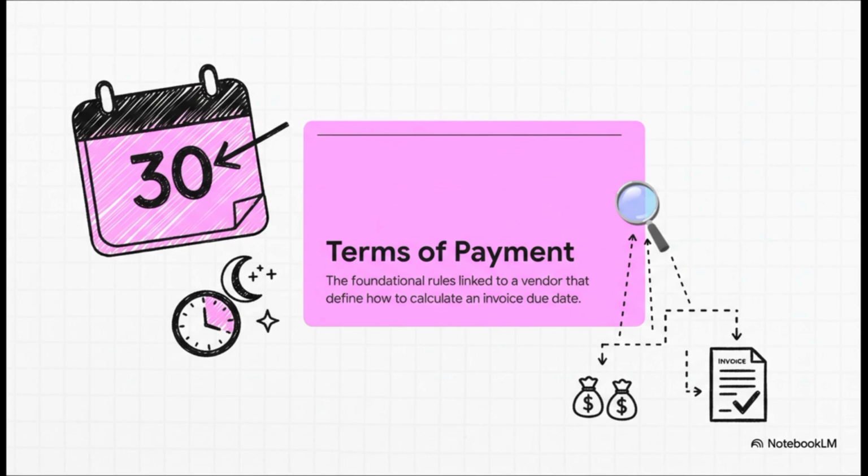The whole calculation process kicks off with something called the terms of payment. This is the bedrock. It's the basic deal you have with your vendor. Is it net 30? Is it due at the end of the month? Cash on delivery? This is rule number 1, and it sets the stage for everything else.